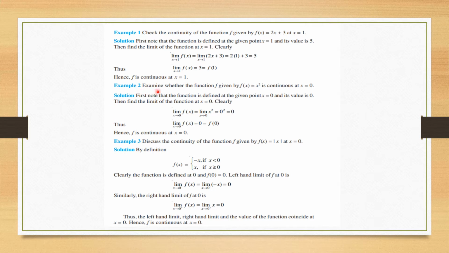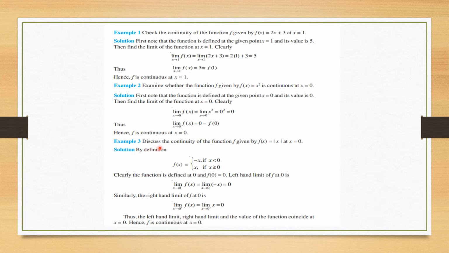Second, examine whether the given function is continuous at x = 0. Again, it should be defined. There is no problem in defining it; if I put x = 0, it does not turn out to be undefined or infinity. So it clearly exists at 0. Moreover, what will I check? I will first check f(0). What is f(0)? It is 0. And what is the limit as x approaches 0 of f(x)? It is simply the limit as x approaches 0 of x squared, and 0 squared is again 0. So we find the limit as x approaches 0 of f(x) equals f(0). That means f is continuous at x = 0.